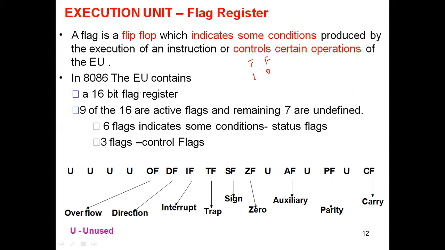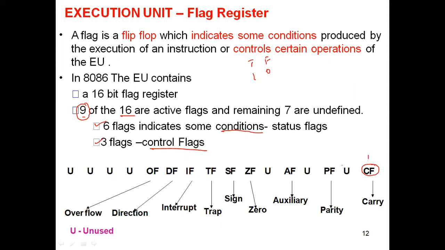So in 8086, the execution unit contains a 16-bit flag register. Out of these 16 flags, we are going to have 9 flags. Out of 9 flags, 6 are conditional status flags and 3 are control flags. Fine. 6 are conditional flags and 3 are control flags. So what are the 9 flags?